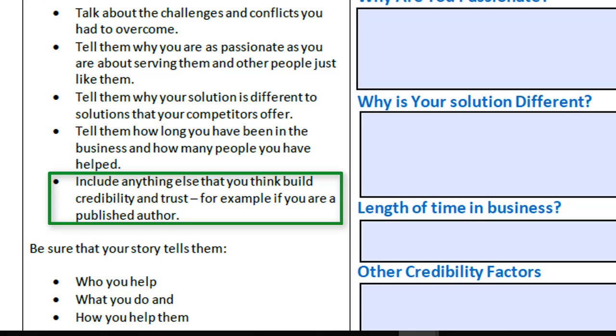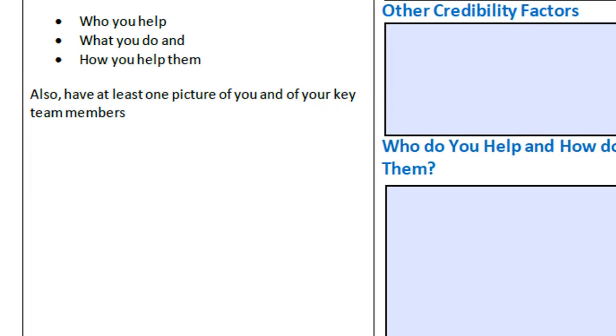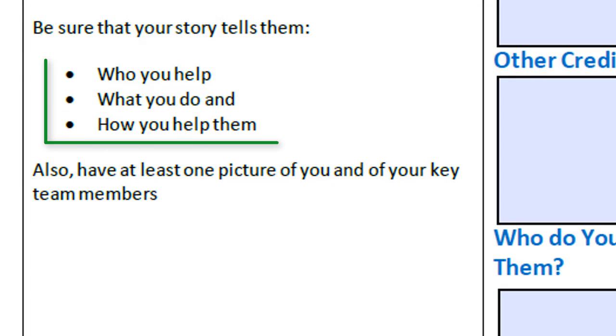So for example, I'm a published author, so I could put that down. I'm a product creator. If you are a professor, if you have a particular title, whatever that happens to be, pull all of that information in just to help people to actually relate to you a little bit better. And just make sure that your story actually tells them who you help, all right, what you do, and how you help them. So even though you're telling the story and it's got all of these facets to it, that's really what they want to get out of it at the end of the day. They want to know that they are in the right place.